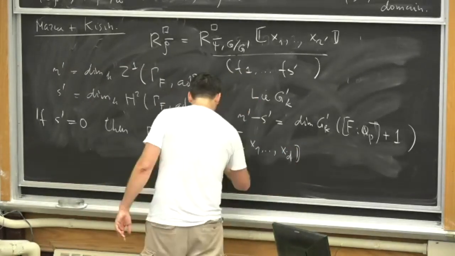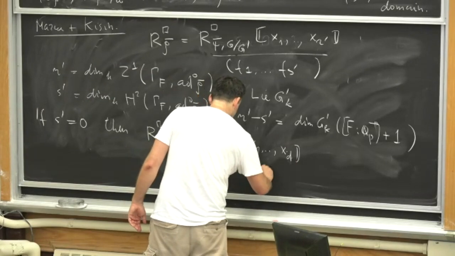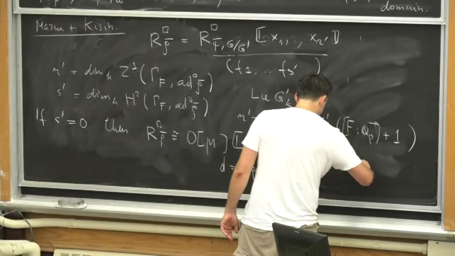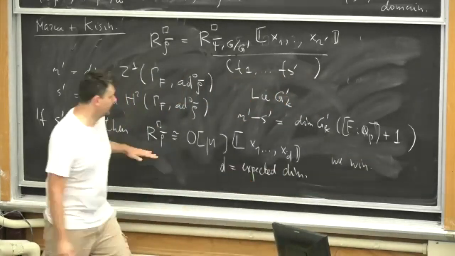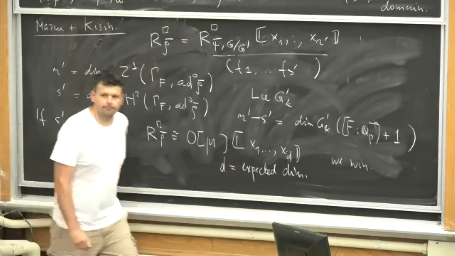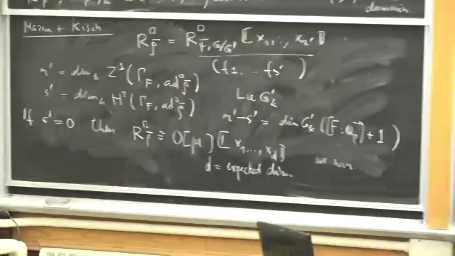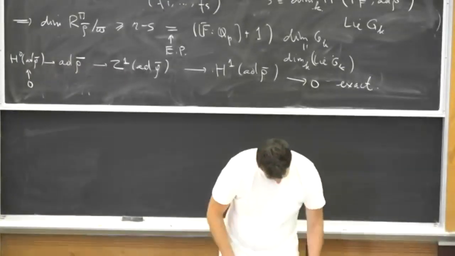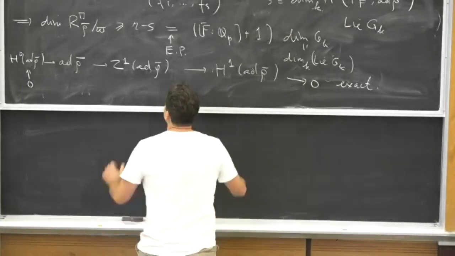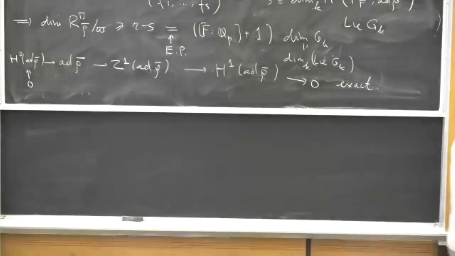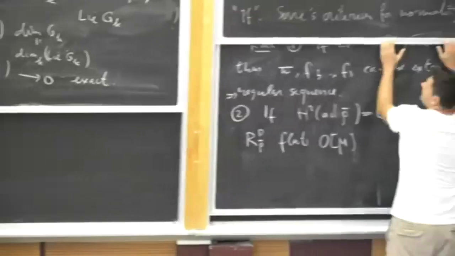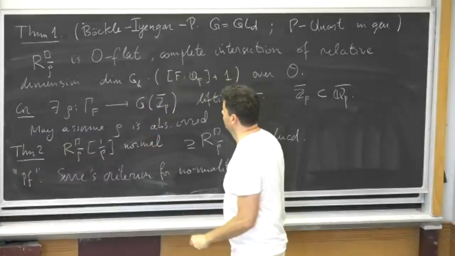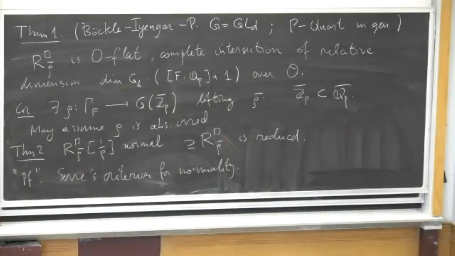The expected dimension. Okay, so I think we'd like to prove this. But now I know it's enough to bound the dimension of the ring.